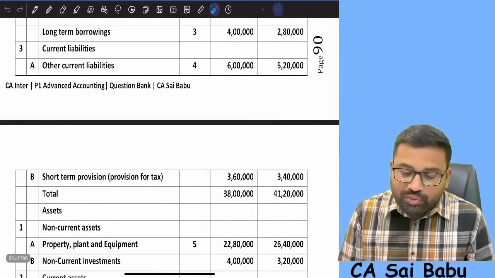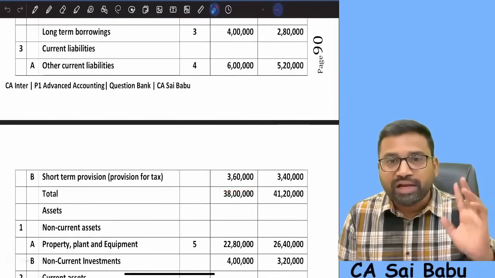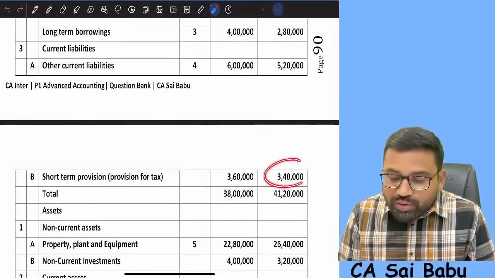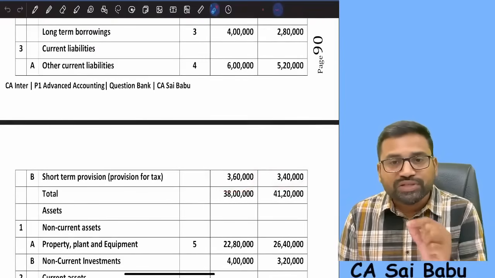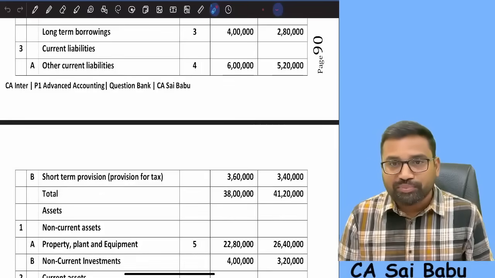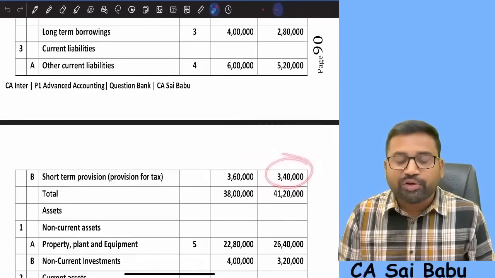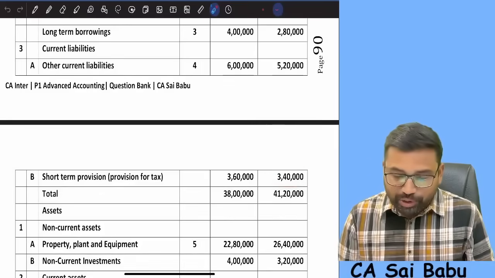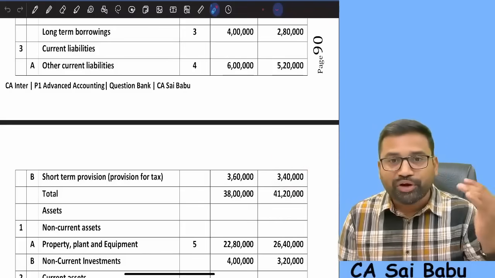Only in the question, the provision for tax opening and closing balance is given, sir. The assumption is that whatever the opening provision is, it is paid during the year. Whatever the closing provision is, it is nothing but the provision for tax appropriated from the current year profits. So therefore, from current year profits, 3.4 lakhs is appropriated. So therefore, we need to add 3.4.